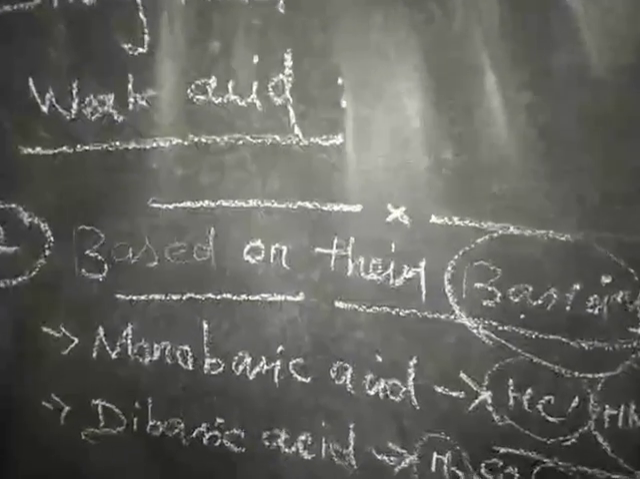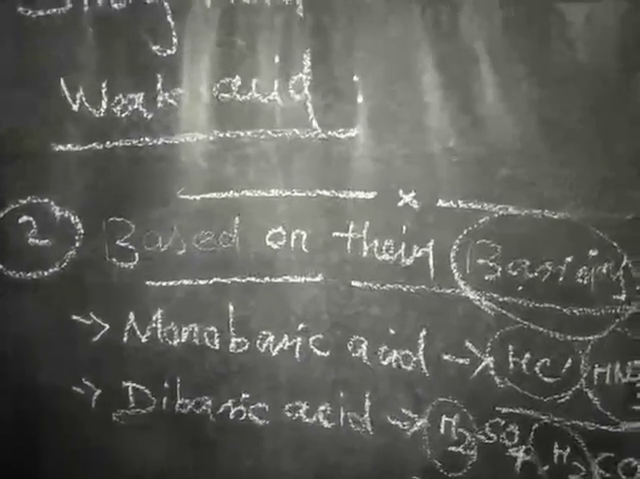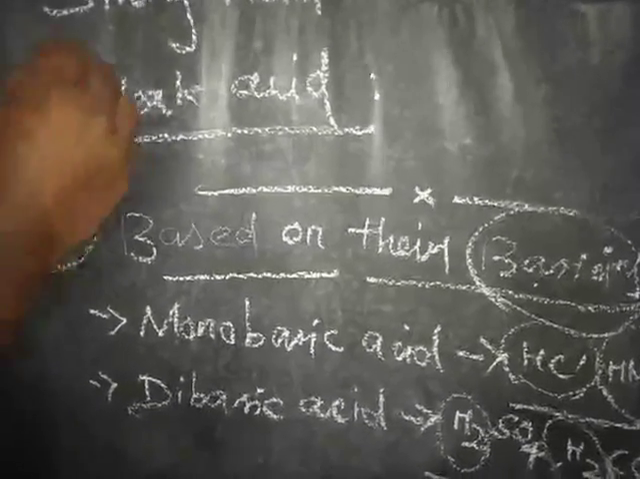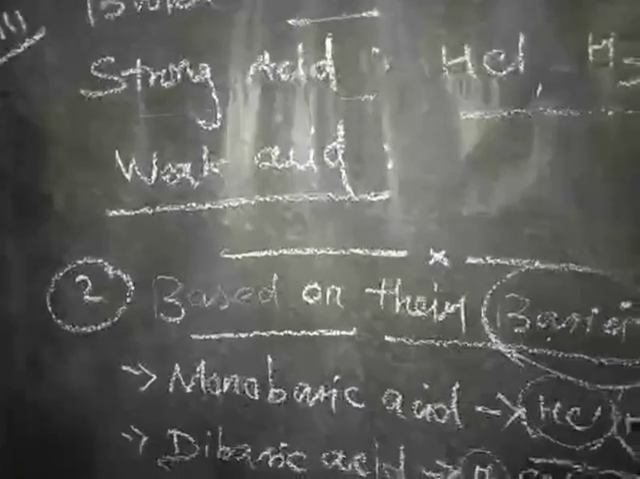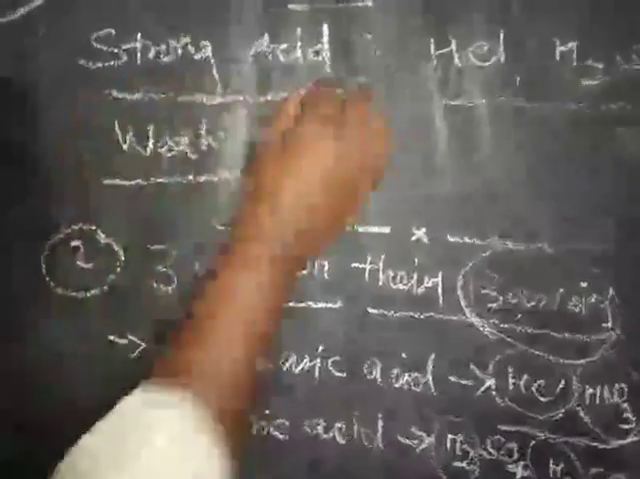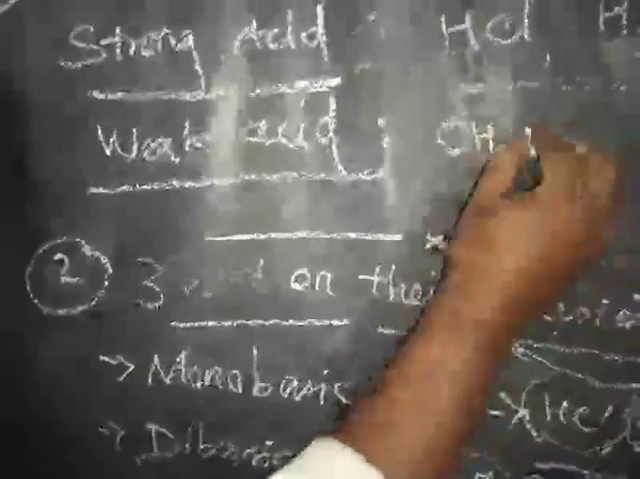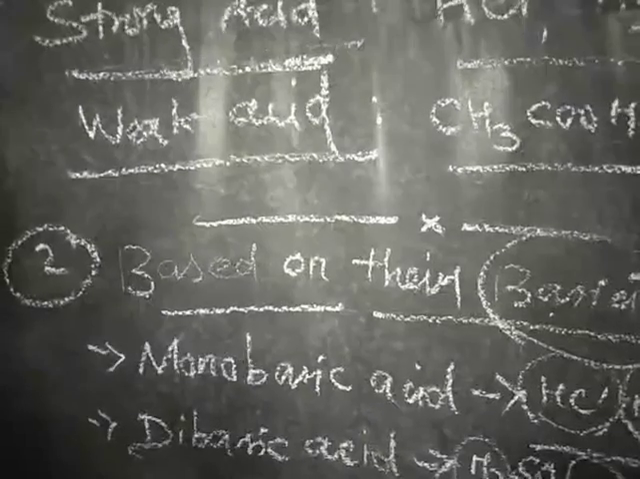What is meant by strong acid? The acid that ionizes completely in water is called strong acid. For example, hydrochloric acid, sulfuric acid. What is meant by weak acid? The acid that ionizes partially in water. Here it is completely ionized in water. Weak acid means partially ionized in water. Example, acetic acid. This is the third category. So next one, fourth category.